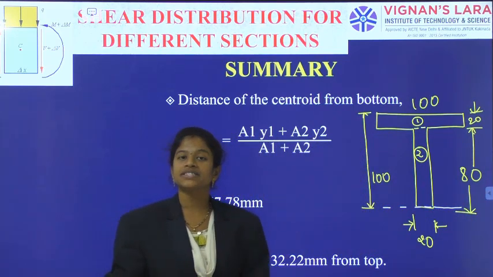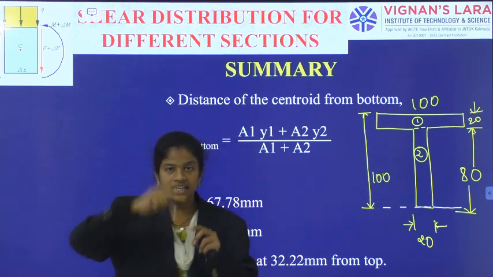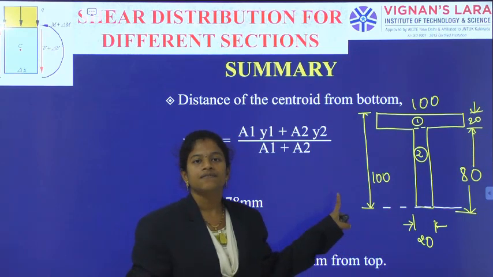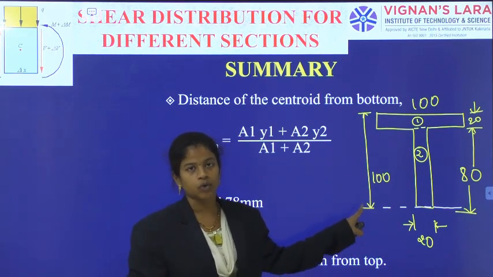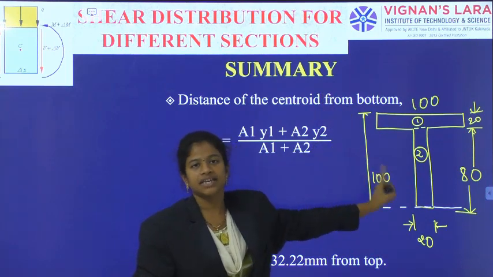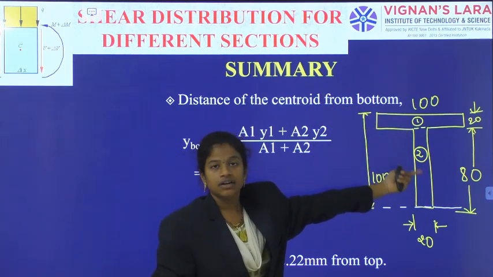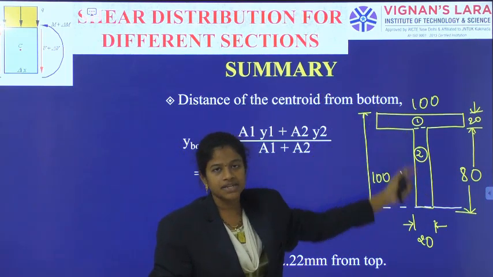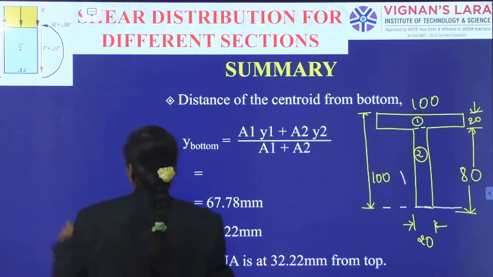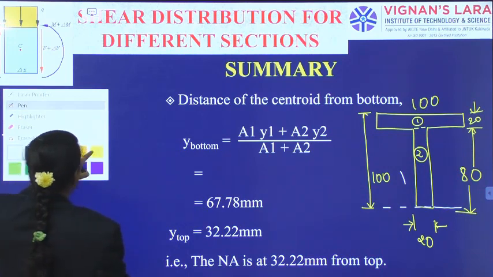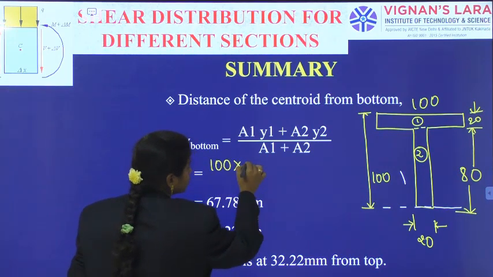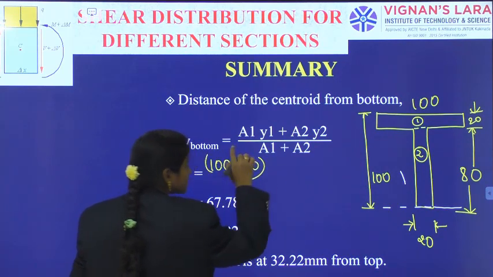What is the formula for centroid? So I am measuring along the y direction. That's why the centroidal distance y bar from the bottom is equal to a1 y1 plus a2 y2 divided by a1 plus a2. What is this a1? a1 is nothing but 100 into 20, the area of the first segment.